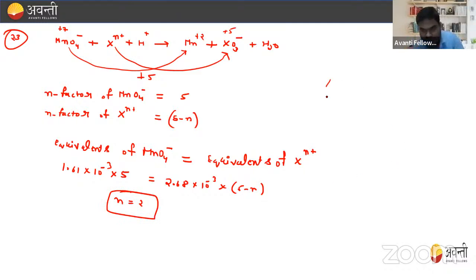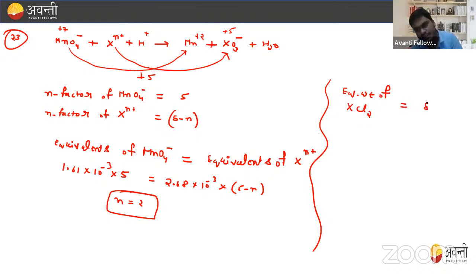Now the equivalent weight of XCl2 is already given, that is 84. So what is the molar mass of this? We know that equivalent weight is molar mass upon the valence factor, which is 2. So molar mass is equal to 84 into 2, which comes out to be 168 gram per mole.